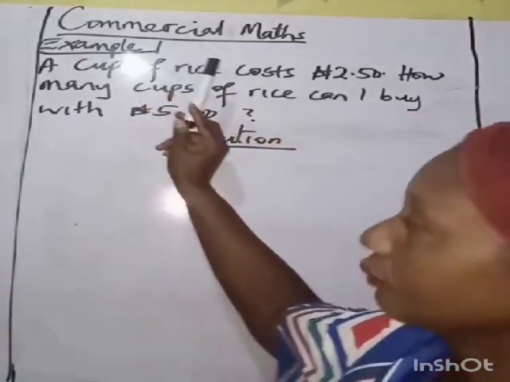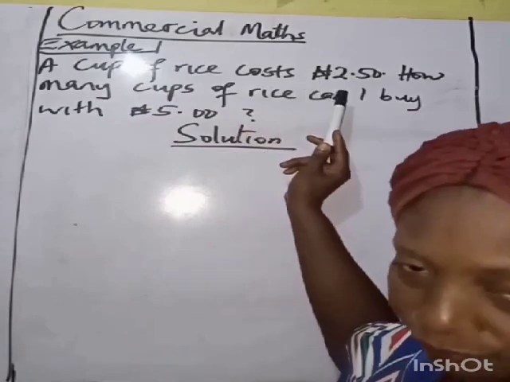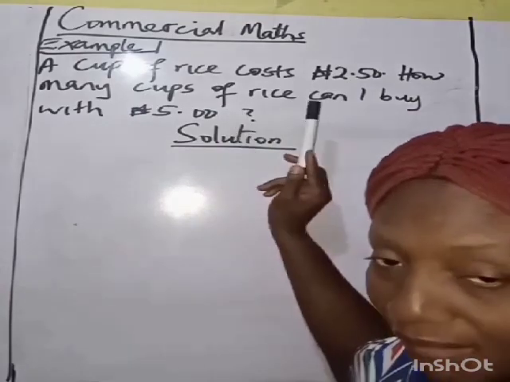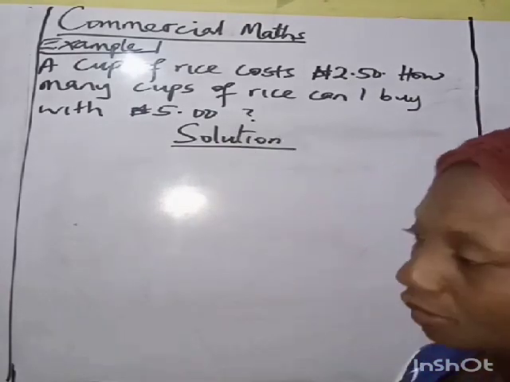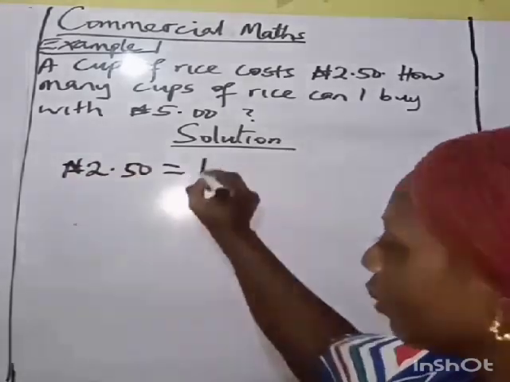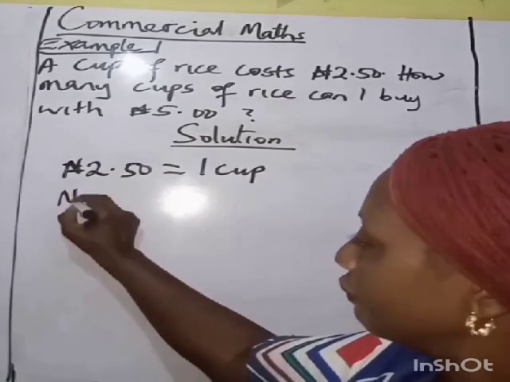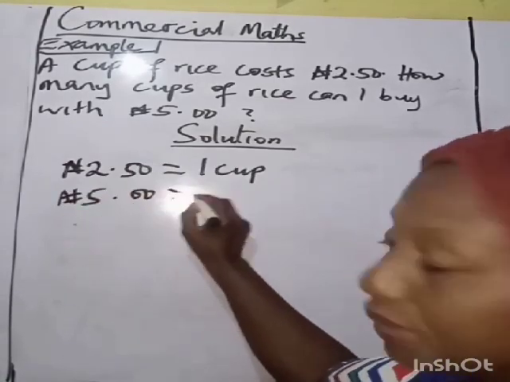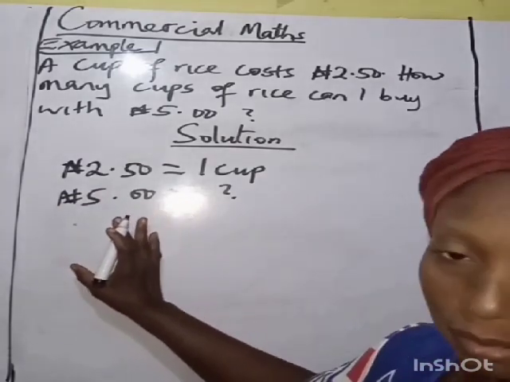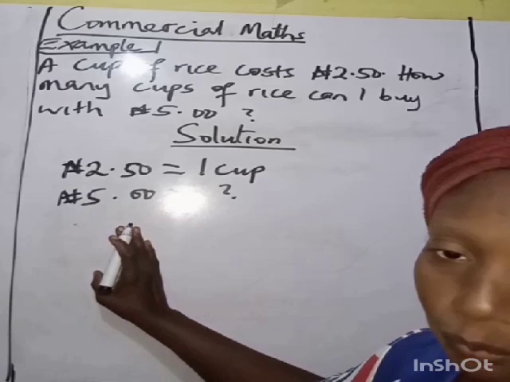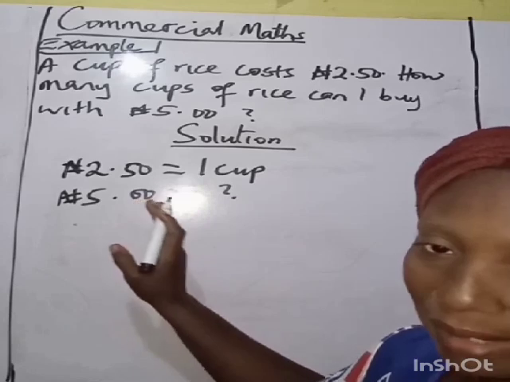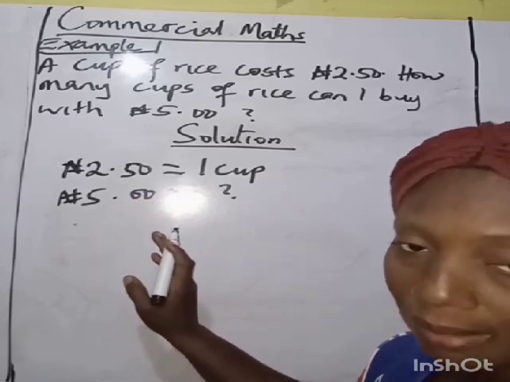Example 1. A cup of rice costs 2 naira 50 kobo. How many cups of rice can I buy with 5 naira? So if 2 naira 50 kobo can be used to buy 1 cup, 5 naira can be used to buy how many cups? In order to find the number of cups we are going to buy with 5 naira, you now divide 5 naira by 2 naira 50 kobo, which is the price of 1 cup.